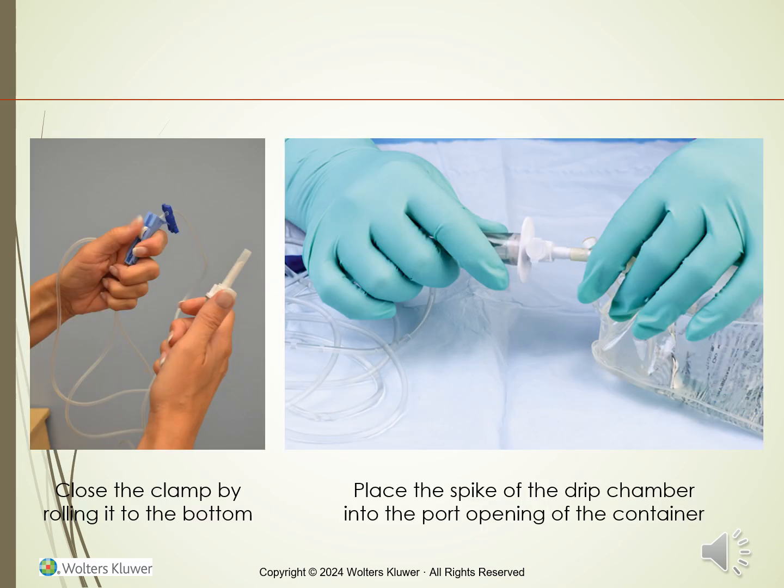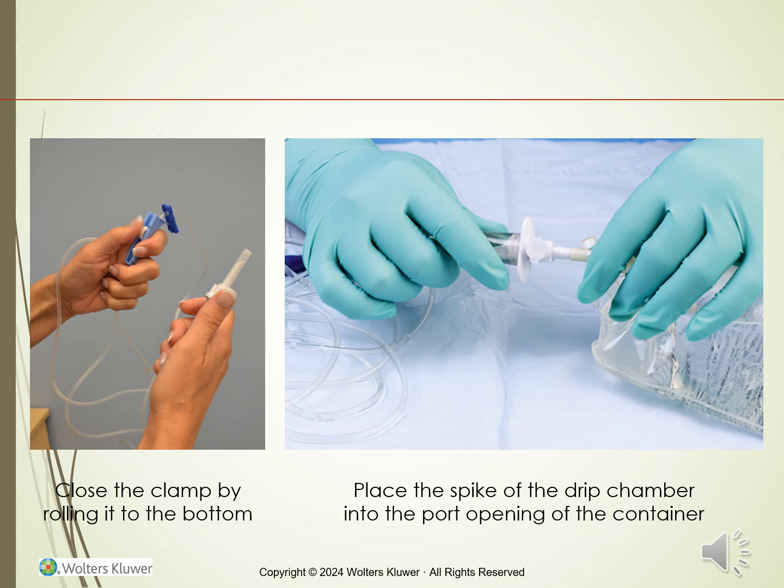Once you open the IV tubing, you want to make sure that it is straightened out and there's no kinks. You want to position a clamp near the drip chamber and close it by rolling the thumb valve to the bottom. So the clamp will already be connected to the tubing. You want to remove the cap from the spike of the drip chamber, ensuring that it remains sterile, and avoid touching it.